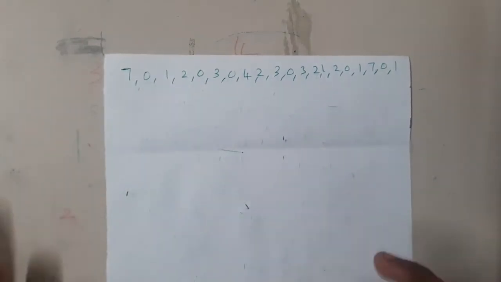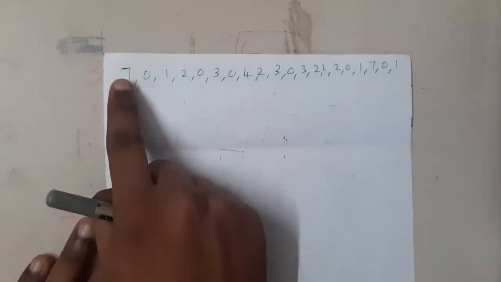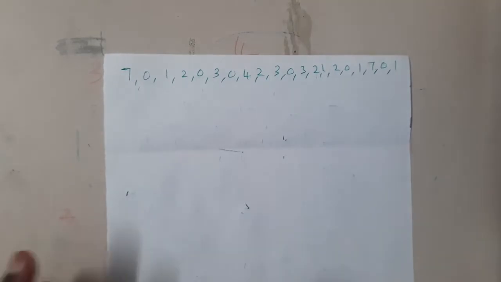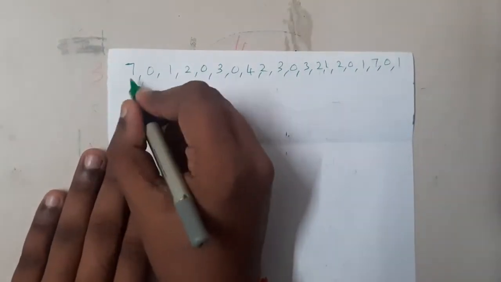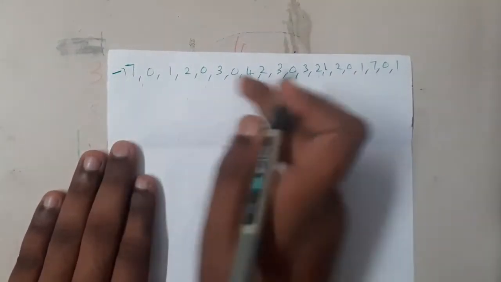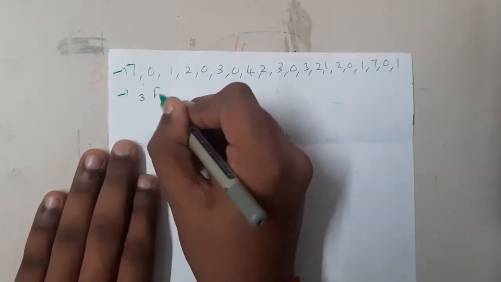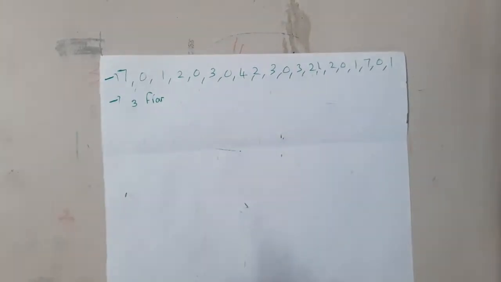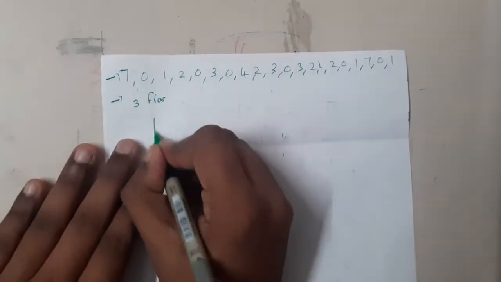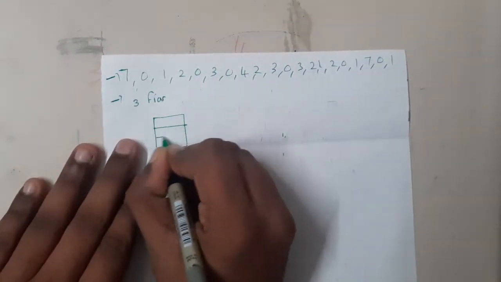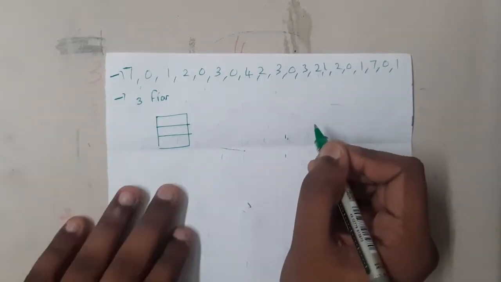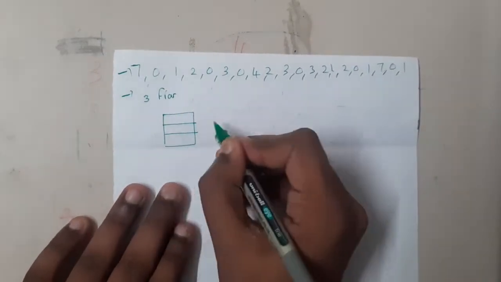Basically our CPU is requesting these pages, assume in that way. They will give this particular string in the question, and along with that they will say how many frames we have. In this question we have 3 frames, so indirectly our page table has 3 slots, guys. That is what it is indirectly saying. Initially there will be nothing, so it will be empty.